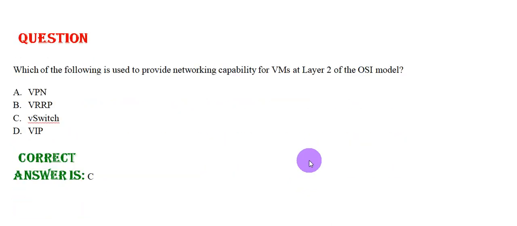Which of the following is used to provide networking capability for VMs at layer 2 of the OSI model? Option A, VPN. Option B, VRRP. Option C, vSwitch. Option D, VIP. The correct answer is option C.